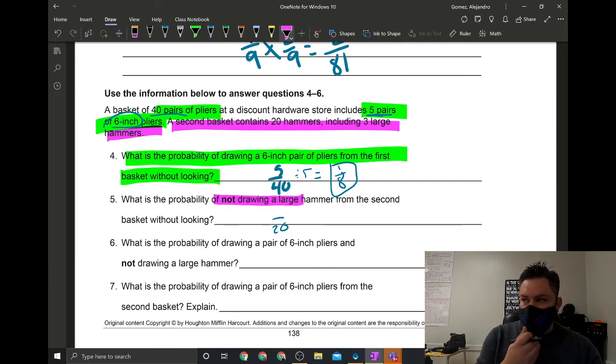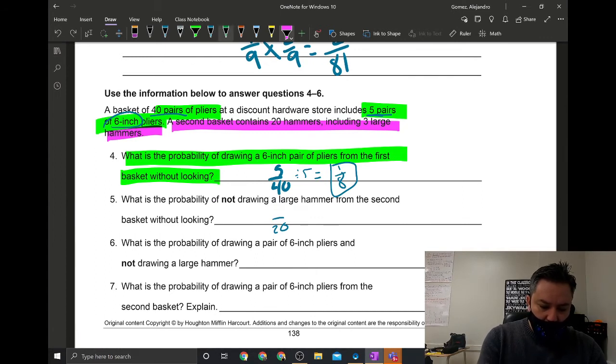Not large. How do you know it's 17? 20 minus 3. Very good, because 3 of them are large. So that means that 17 are not large. Very good. So 17 out of 20. Can you simplify that?